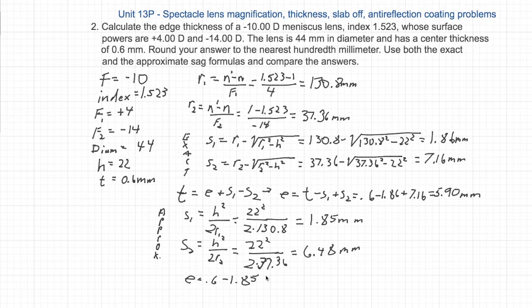We plug in our numbers to find the edge thickness. We find it equals 5.23 millimeters. We subtract the two findings and we find we're off by 0.67 millimeters, hardly anything.